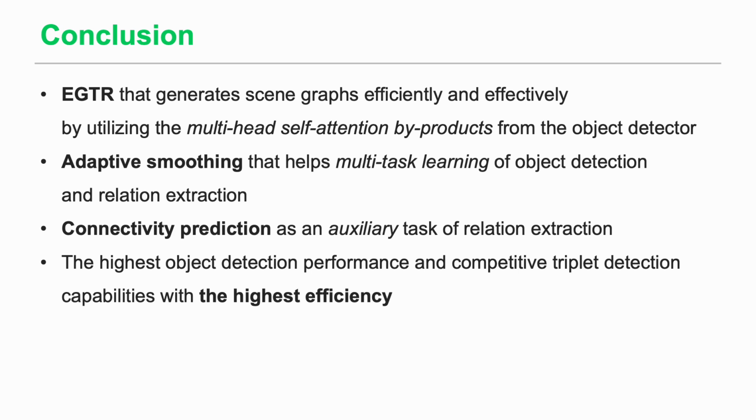To sum up, we propose EGTR that generates scene graphs efficiently and effectively by utilizing the multi-head self-attention byproducts from the object detector. We propose several training techniques, such as adaptive smoothing and connectivity prediction. With the highest efficiency, our method achieves the highest object detection performance and comparable triplet detection performance.